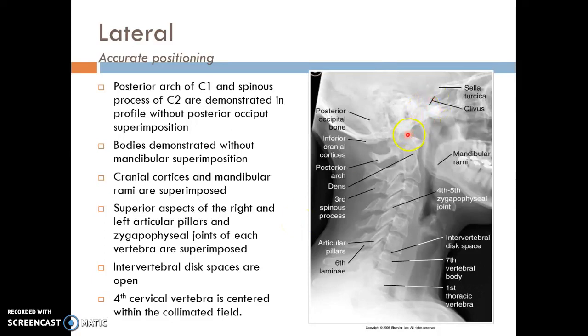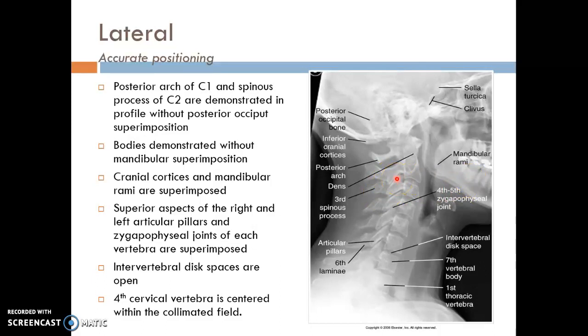The posterior arch of C1 and spinous process of C2 are in profile without posterior occiput superimposition, so no superimposition of the occipital bone. The bodies are demonstrated without mandibular superimposition, so the mandible is away from the spine. The cranial cortexes and the mandibular rami are superimposed, so we have one outline of the bone. The superior aspects of the right and left articular pillars and zygapophyseal joints on each vertebra are superimposed.